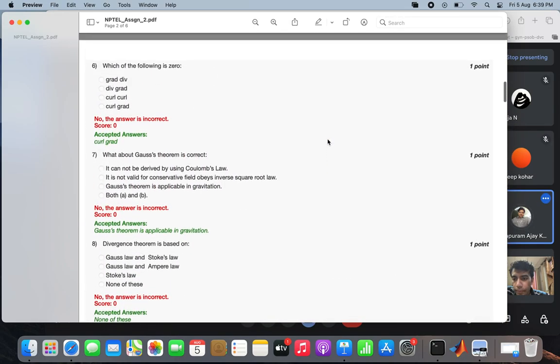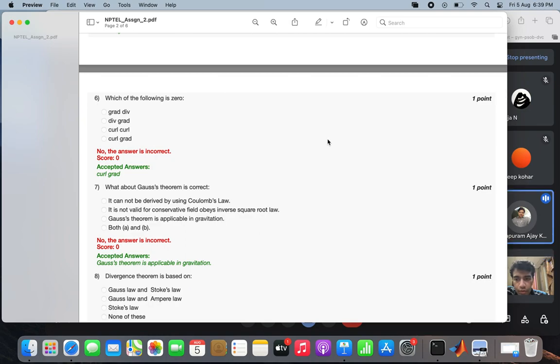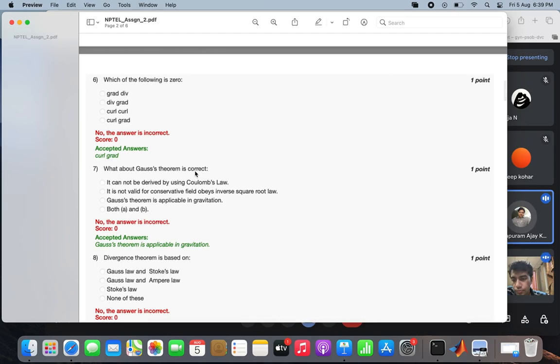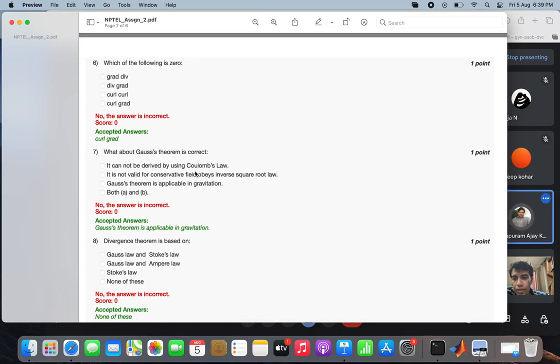So what could be the answer, sir? The answer is curl of curl only, because none of the others are zero except in special cases. Curl of curl is always zero. So these others can be zero sometimes. Yeah, sometimes it can be zero in special cases, but not always.